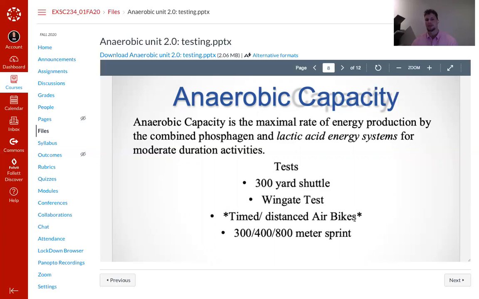Our tests typically include the 300-yard shuttle, the Wingate test for time and distance, air bike rides, like 50 calories as fast as you can, which is a common one that we use in the facility that I work at, or a 400 or 800-meter sprint, depending on how fast you are. If you're typically not a very good runner, an 800-meter sprint might actually turn into a little bit more aerobic as opposed to anaerobic.